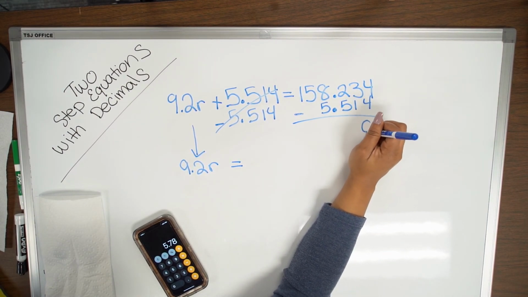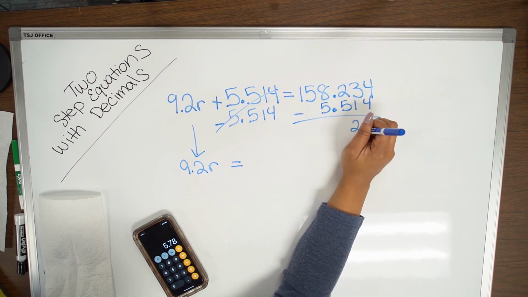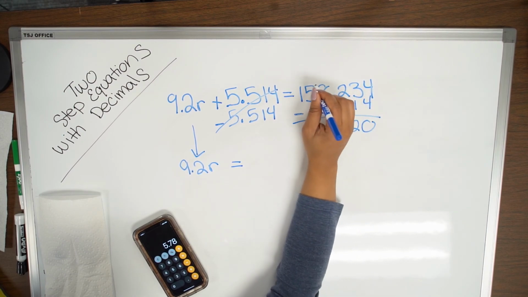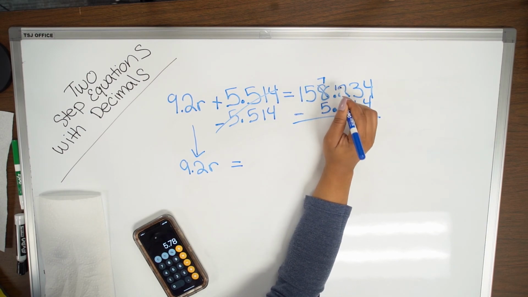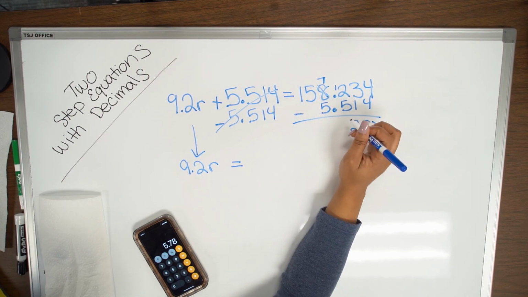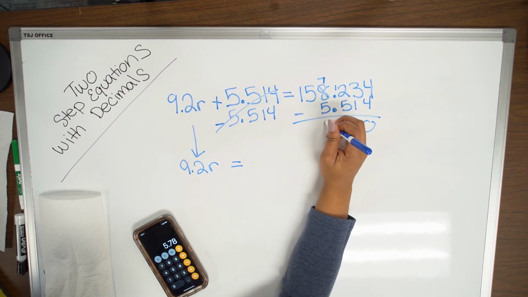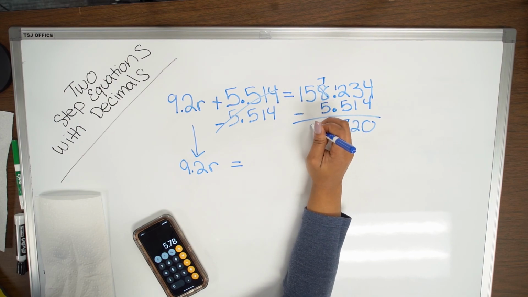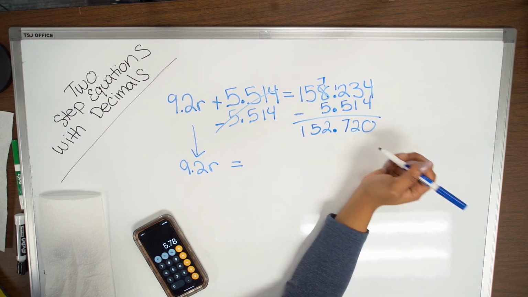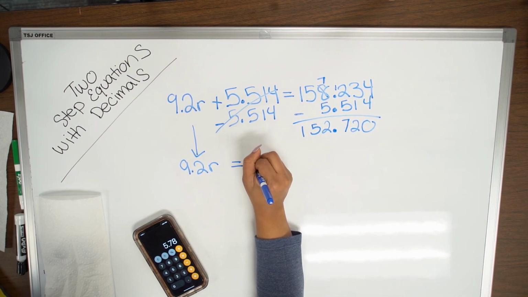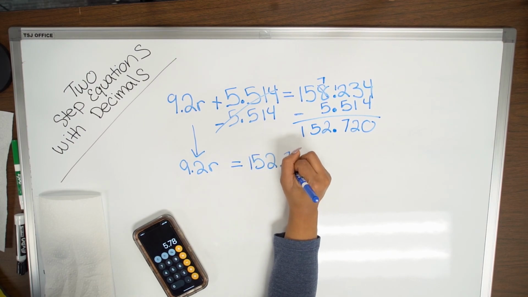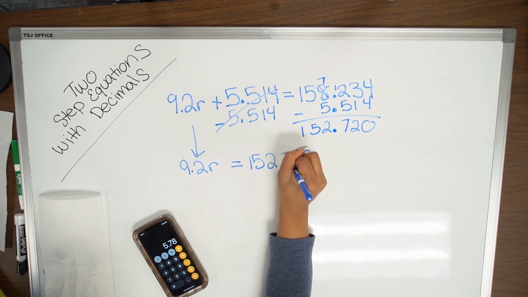4 minus 4 is 0. 3 minus 1 is 2. 2 minus 5, you can't do that, so we take 1 from here. That makes 7. Put the 1 here for 12. 12 minus 5 is 7. Bring down the decimal. 7 minus 5 is 2. 5 minus 0 is 5. 1 minus 0 is 1. So our answer, 152.720.